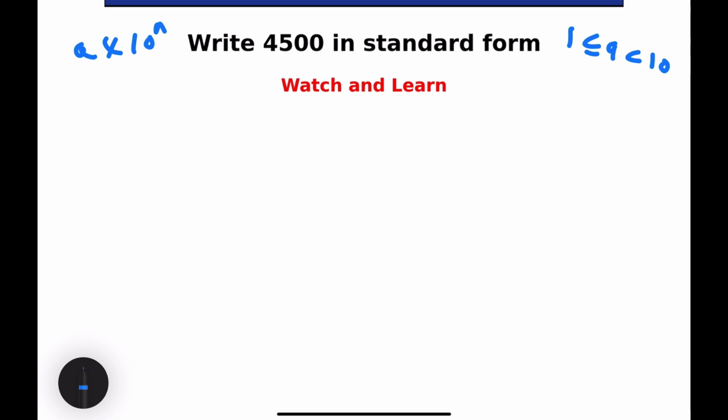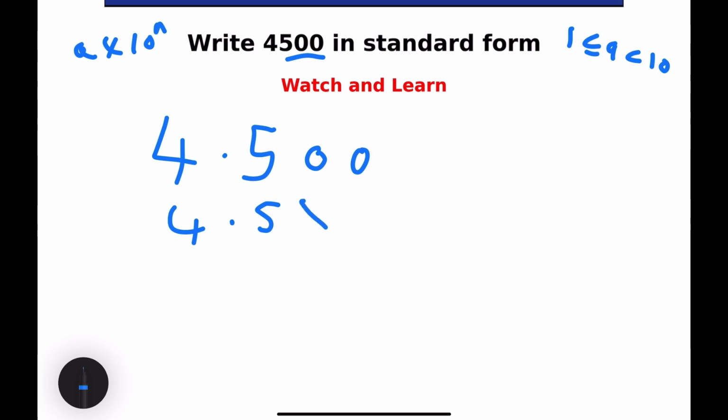So let's convert 4,500 into standard form. First of all, we write 4,500 as a, so it needs to be less than 10. So it basically needs to be one number before the decimal place. So it's going to be 4.5. If these zeros were like 9 and 8, then we would include them, but because it's 0, we don't need to write 4.500, we can just write 4.5.